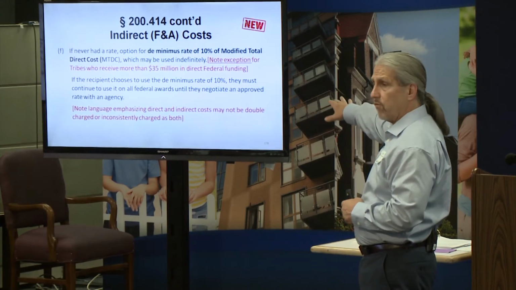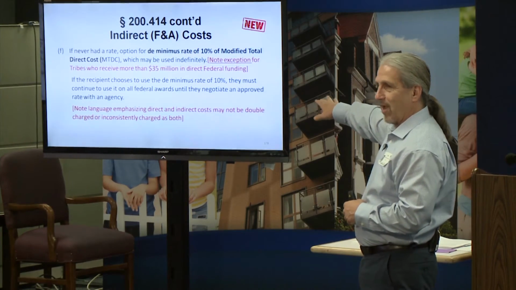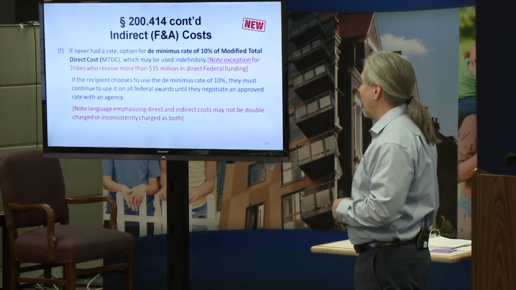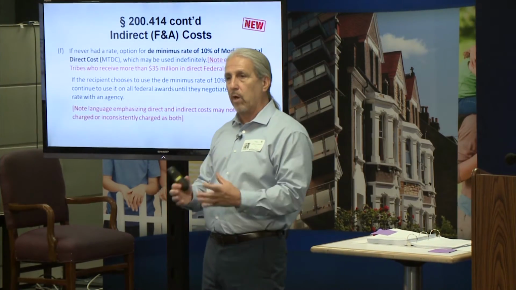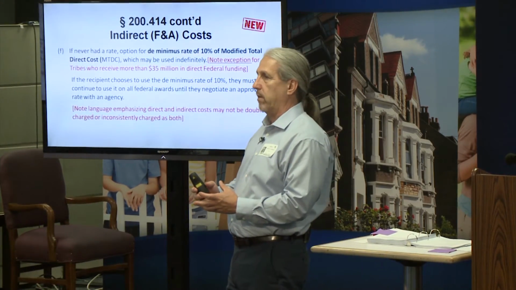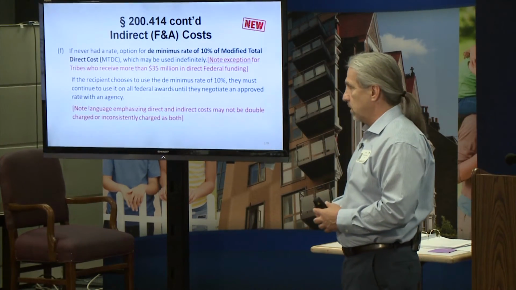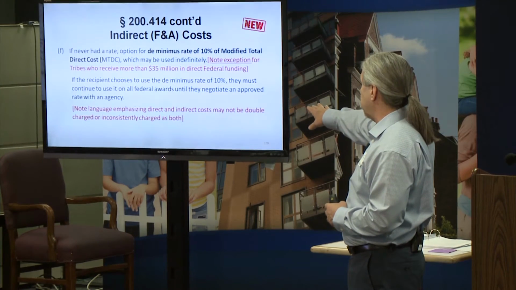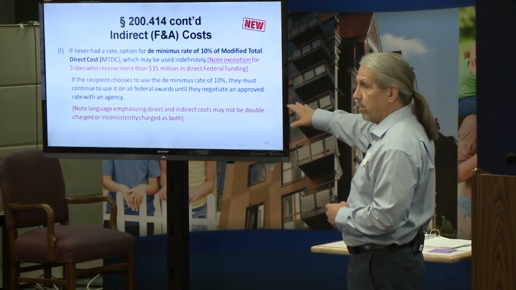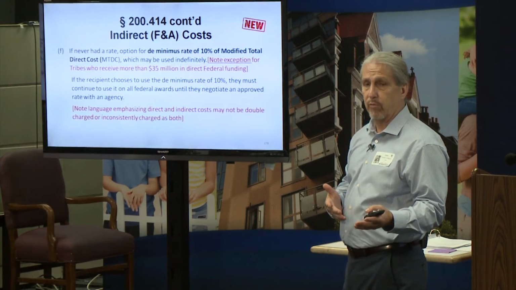There is an exception for tribes over 35 million. Not too many of our tribes have that, but you wouldn't be able to use the 10%. You would be required to negotiate a rate and have an approved rate through your cognizant agency. If you use that de minimis rate, you would need to use it on all your federal awards until you actually negotiate an approved rate.